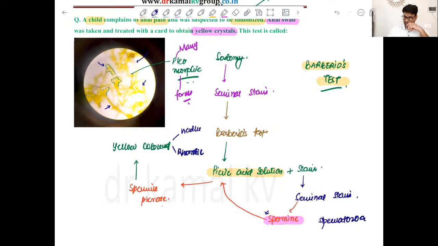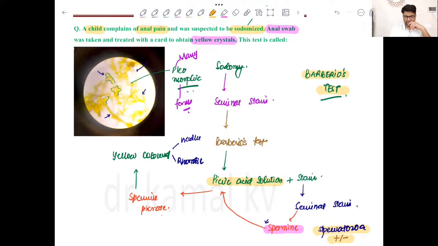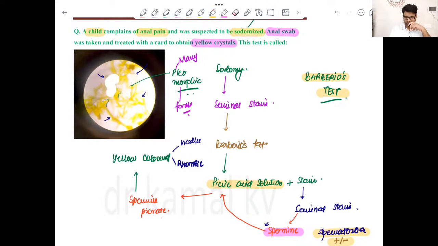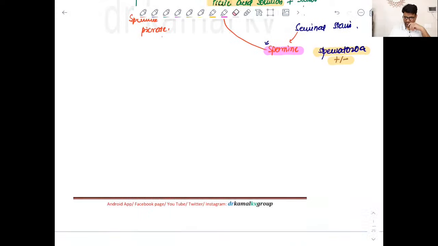Whether spermatozoa is present or absent, the test is unaffected. So please remember this special point, that spermatozoa can be present or absent. It doesn't make any difference, because the test doesn't address spermatozoa actually. It just focuses on the presence of spermine, which is a component of seminal stain, and when reacted with picric acid, it is going to give you yellow crystals of spermine picrate. So this is the basic of Barberio's test, and this is the classical appearance of the crystals. This is in short about Barberio's test.